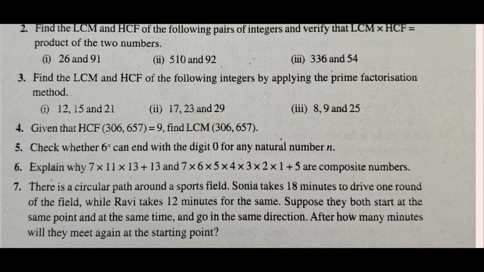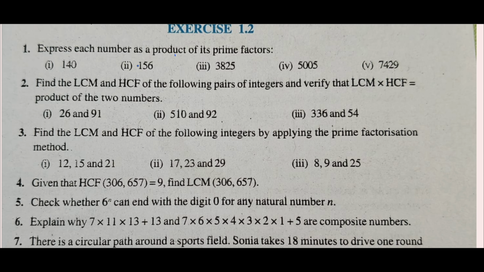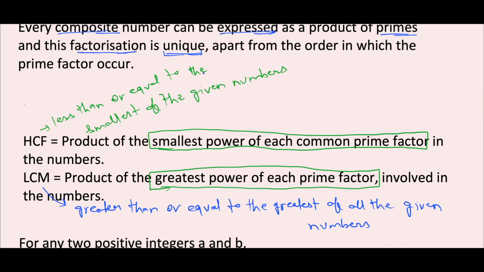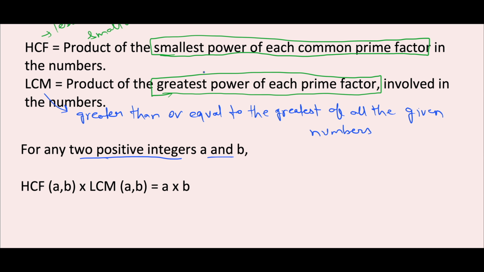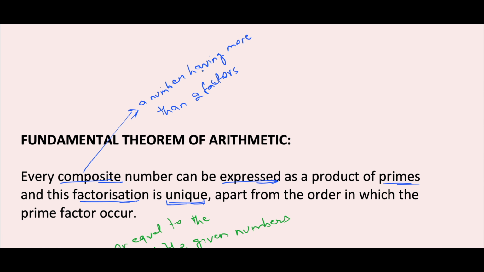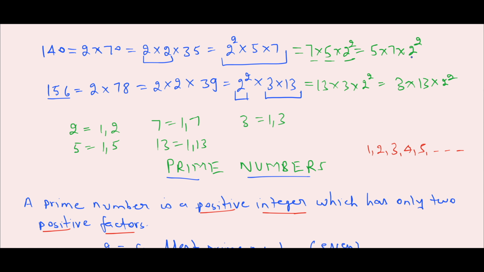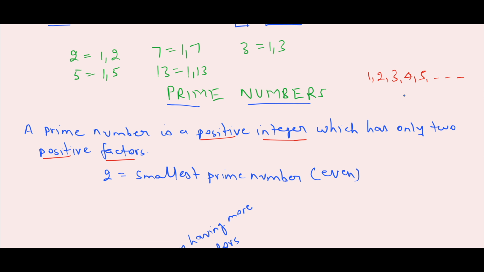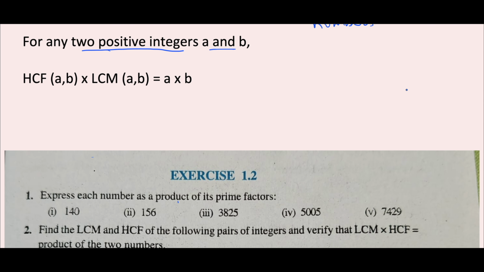The first is: express each number as a product of its primes. So we have to express each number as a product of its primes. I think we have done the first and second parts. 140 and 156 we already did above. So 140 was 2 square times 7 into 5, and 156 was 2 square times 13 into 3. So the first two parts we already did above.